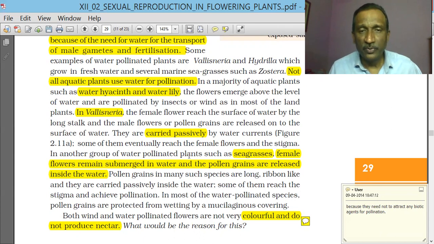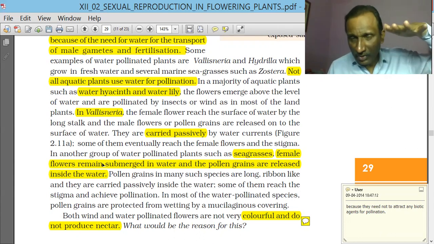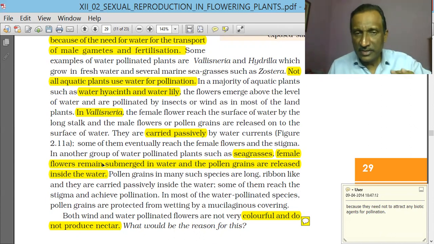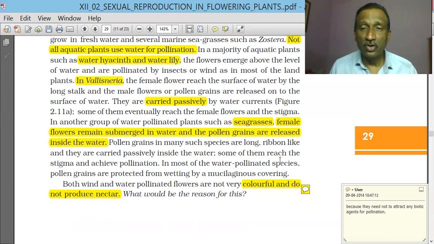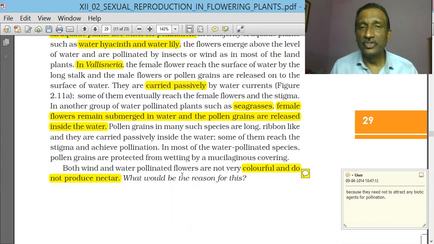In another group of water pollinating plants such as sea grasses, the female flower remains submerged in water. In Vallisneria, it was floating on the surface. In sea grasses, both male and female flowers remain in the water only, and they produce a large number of male gametes which have a ribbon-like structure. So slowly they will float passively with the water current, and they may reach up to the female flower. Pollen grains in many of the species are long and ribbon-like, and they are carried passively inside the water, and some of them will reach the stigma and carry out pollination.